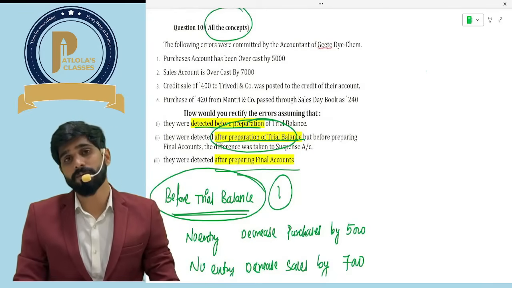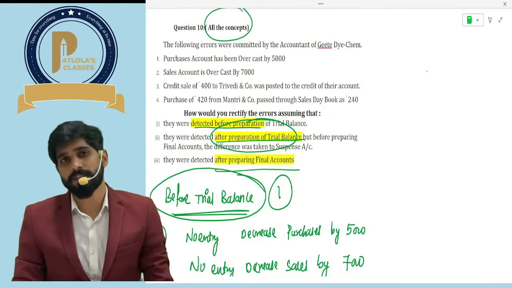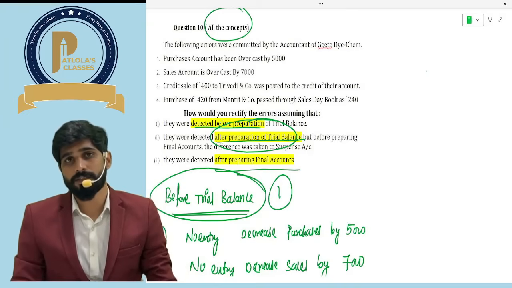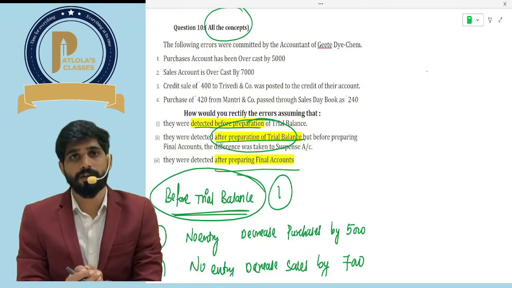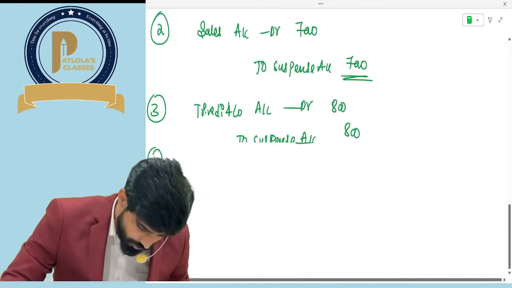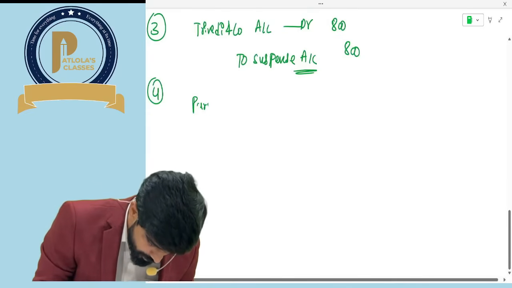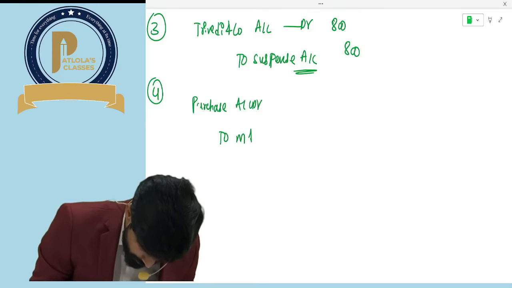But let me tell you one thing, there is no impact on suspense because purchases was considered as sales. Errors are done on both the sides. There is no balance in suspense. So the rectification entry will be what they should have written when you purchase. They should have written purchases account debit to Mantri and Co. They should have written 420.